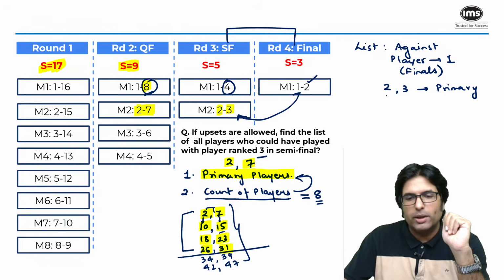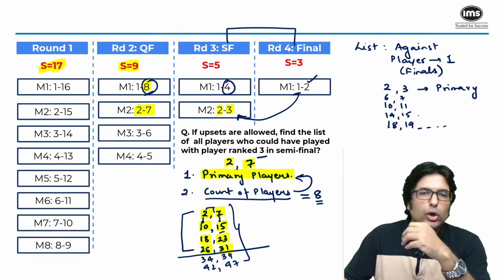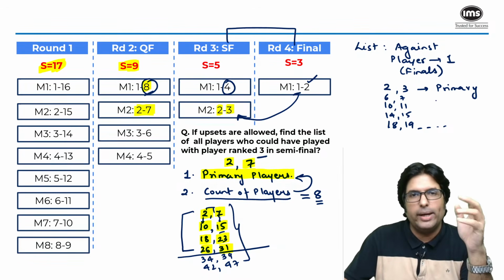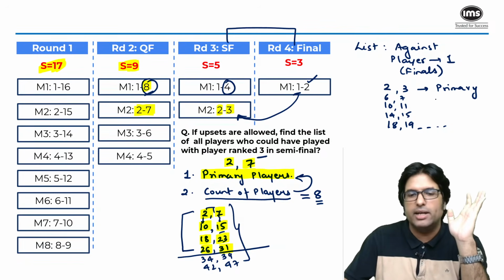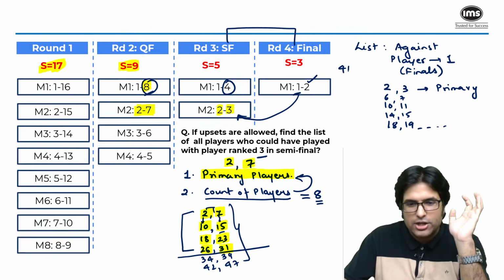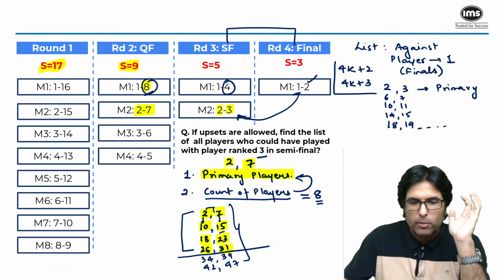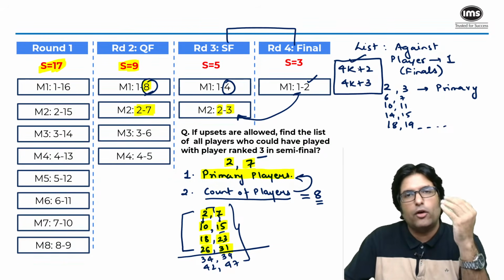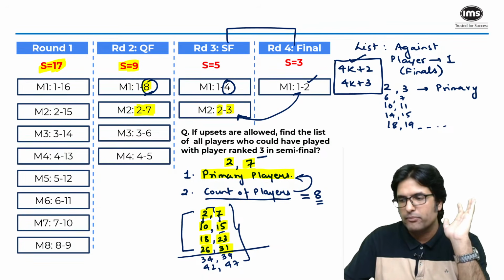So 2, 3, 2 plus 4, 6, 7. Then 6 and 4, 10 and 11. Then 14 and 15. Then 18 and 19 and so on. You can write down all such sequences till 64, 128, 256, the number of players that are given. In general, you could write a generalized relationship for them as 4k plus 2 and 4k plus 3. If you are given 4 options, which would normally be the case, you could just check whether given options are of the form 4k plus 2 or 4k plus 3.